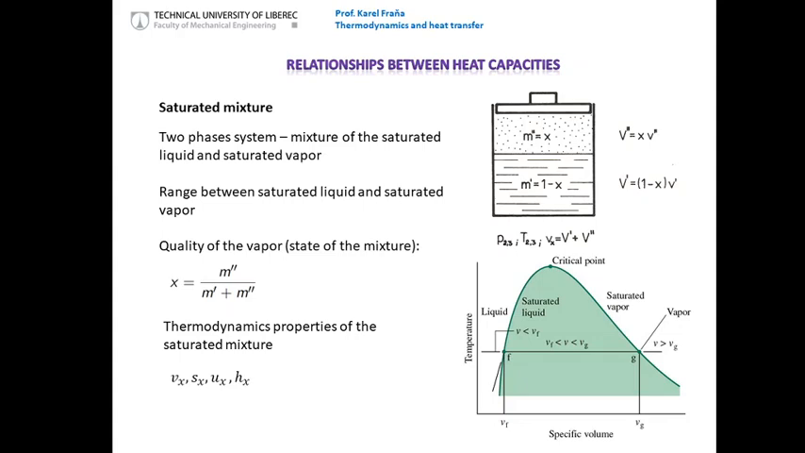If we now compose the lines for different pressures, we can see that this line has a form that is rising up to the critical point, and this first line, which is on the left side of this graph, indicates the points of the saturated liquid. The second line, which goes from the critical point to the right, is called the saturated vapor. Everything between is nothing else than a saturated mixture.